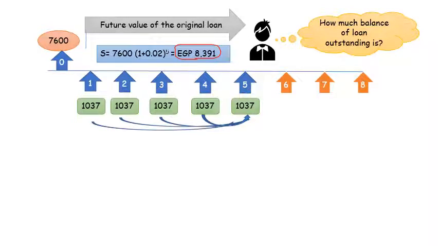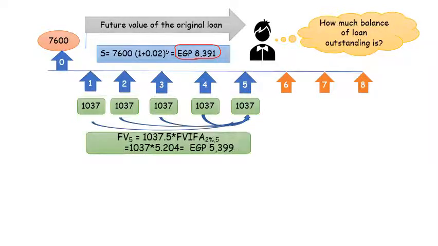But the borrower paid 1,037 over the previous five quarters, so we will calculate the future value of the annuity. The future value of the first five installments will be obtained by multiplying the amount of payment, which is 1,037 Egyptian pounds, times the future value interest factor for an annuity at 2% for five periods. So we will multiply 1,037 Egyptian pounds times 5.24 as a factor to get 5,399. This means that you have financial obligations of 8,391, and you have accumulated the value of your money at 5,399. So the outstanding balance of debt will be the difference.